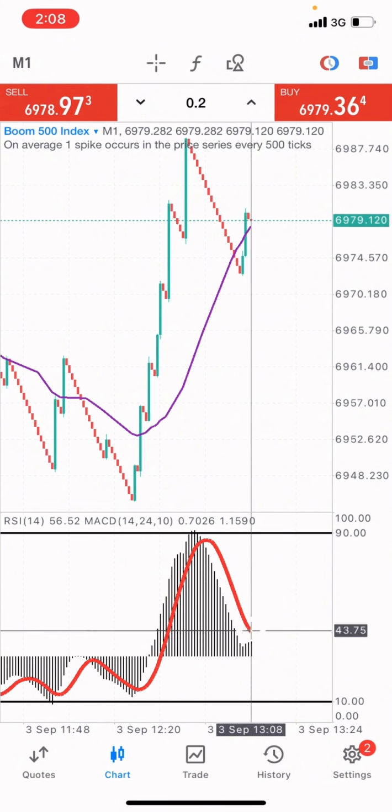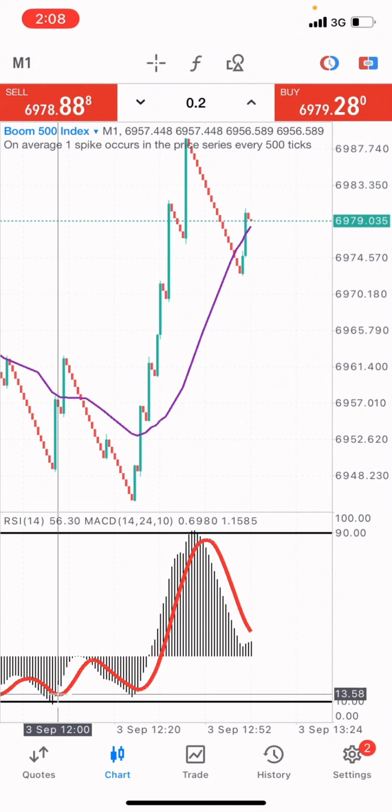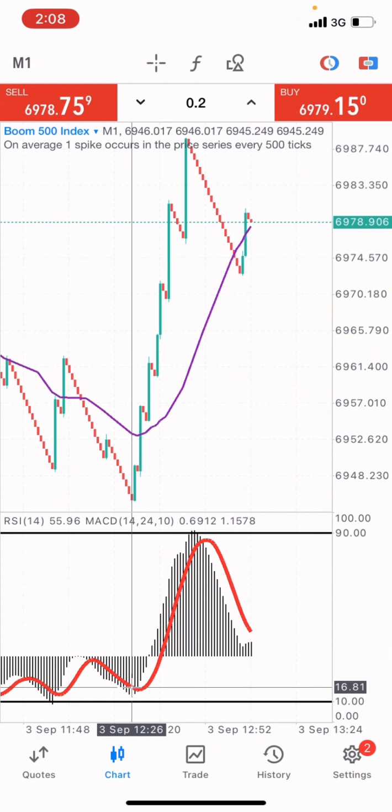Just as you are seeing here, it's curving downwards. When you see it at the bottom curving upwards just like this, know that it's time for the market to spike and it's time for it to start creating an upward trend, just like here, right?